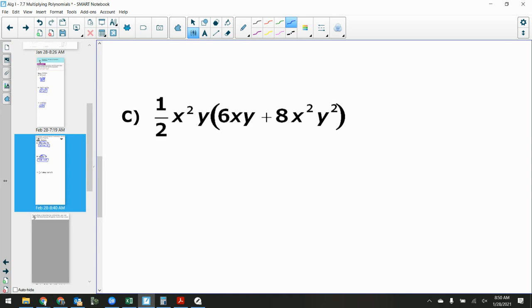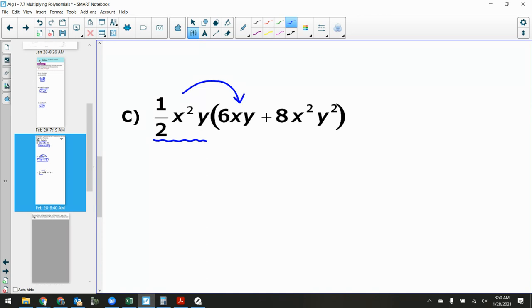Okay, let's try this one: 1/2 x squared y multiplied in. So again, I see a monomial sitting on the outside. Yes, it looks like a very complicated monomial with a fraction and everything, but it's still just a monomial sitting on the outside, isn't it? 1/2 x squared y is just a monomial, single term, no addition, subtraction. So let's bring it in.